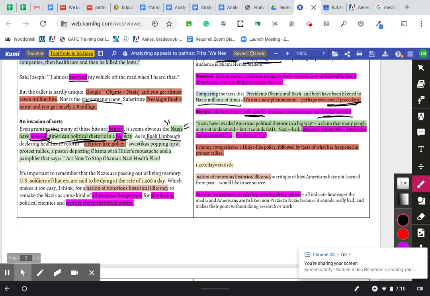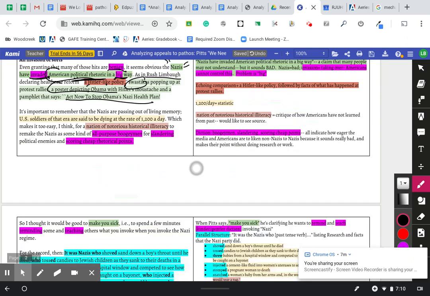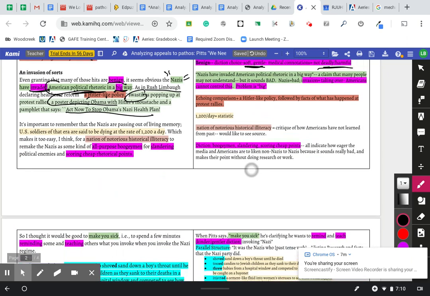And Rush Limbaugh, he's pointing out, declared healthcare a Hitler-like policy. And there were swastikas and posters with Hitler's mustache and a pamphlet that says, "Act now to stop Obama's Nazi health plan." So that's kind of just reiterating some of those facts that this is a major problem, right? That these facts that have happened historically are now becoming a little bit of a problem and seeping into American rhetoric.